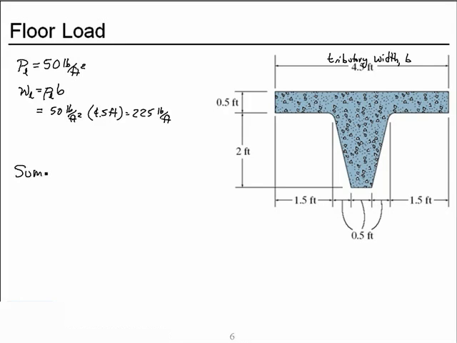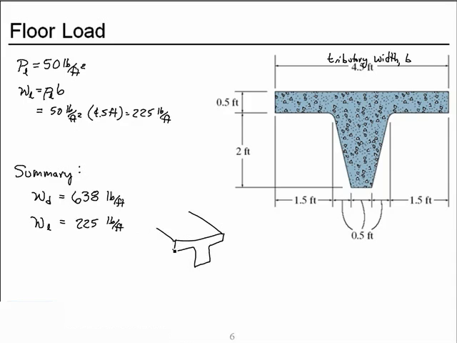So our summary is that the distributed or resultant line load due to dead load, the self-weight of the beam, is 638 pounds per linear foot. The resultant line load due to live load, occupancy of the office, is 225 pounds per linear foot. And remember, that acts down the centroid of the beam.